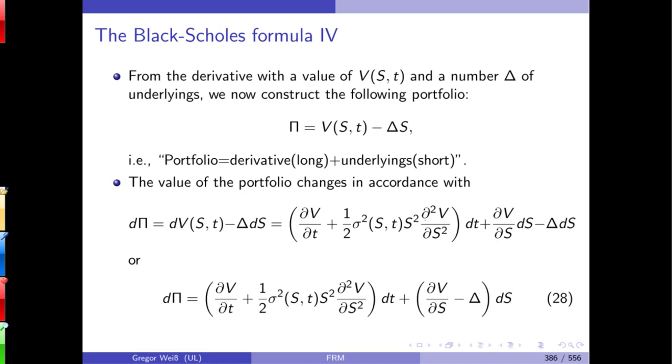The change of the portfolio value is given by dPi, and that is simply the change in the derivative price minus the change in the price of the underlying. So dV minus delta dS. Itô's lemma comes into play. We know dV, and we need to rearrange this a little bit. Now, let's look at this line here. The next step is to make this portfolio risk-free. How can we make this portfolio risk-free?